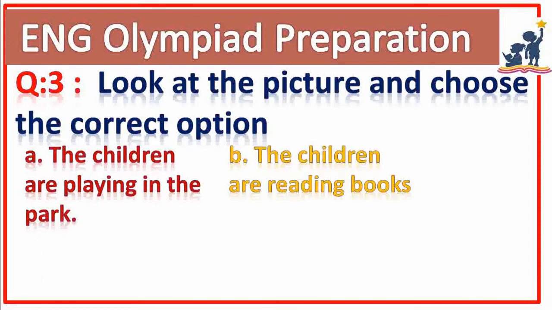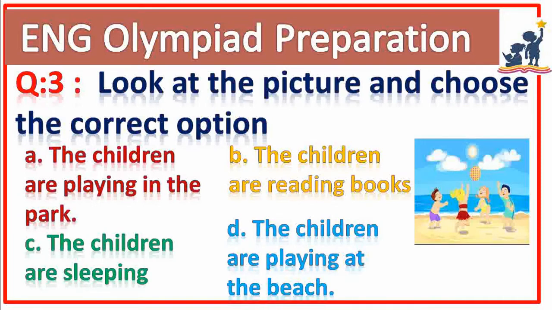Question number 3. Look at the picture and choose the correct option. Option A. The children are playing in the park. Option B. The children are reading books. Option C. The children are sleeping. Option D. The children are playing at the beach. Here the answer is the children are playing at the beach, because here we are using are because children are in plural form.